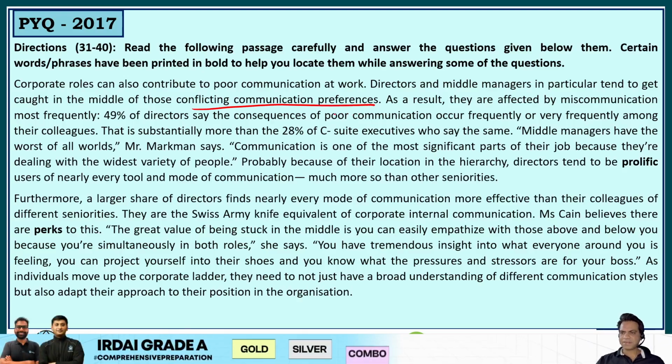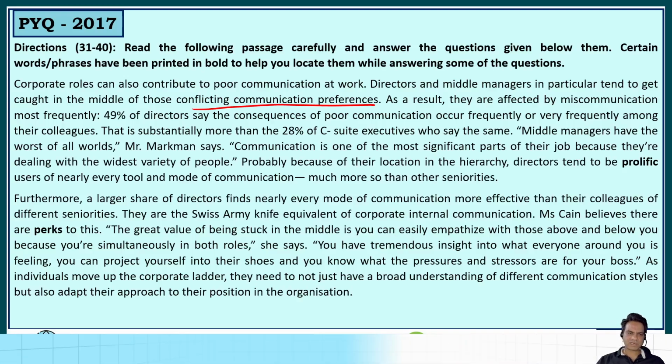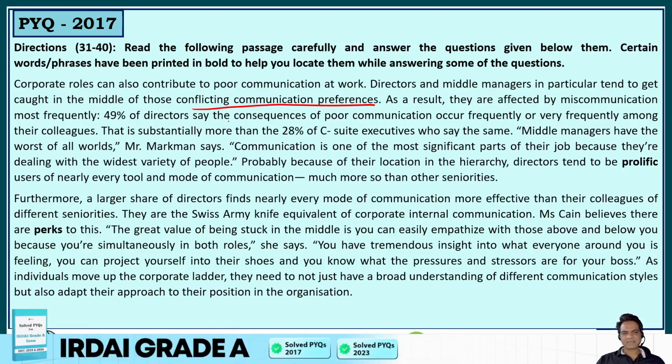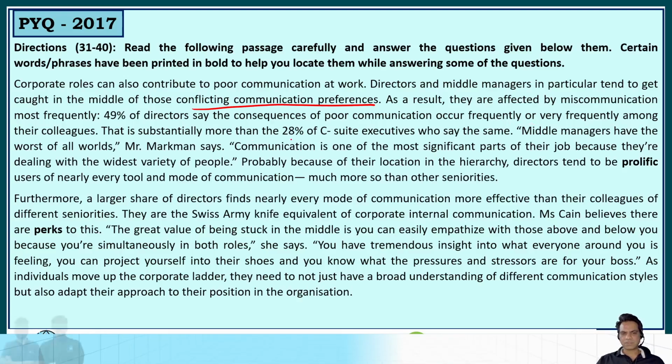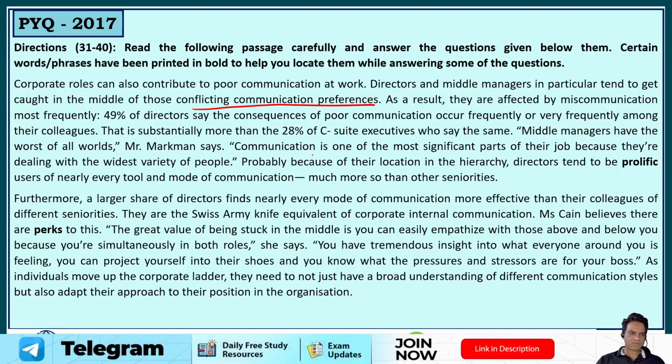Particularly, the directors and middle managers tend to get caught in the middle of those conflicting communication preferences. As a result, they are affected by miscommunication most frequently. 49% of directors say the consequences of poor communication occur frequently or very frequently among their colleagues. This is substantially more than the 28% of C-suite executives who say the same. Middle managers have the worst of all worlds.